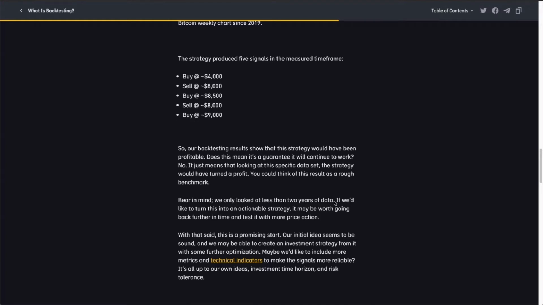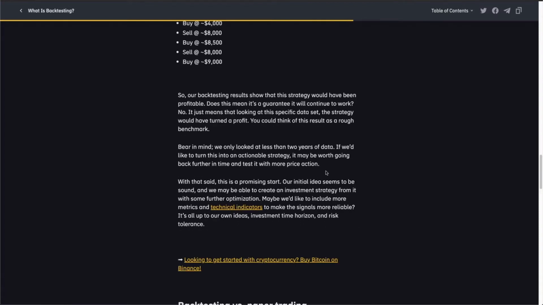Now, you could think of this result as a rough benchmark. Now, keep in mind, we only looked at less than 2 years of data. If we'd like to turn this into an actionable strategy, it may be worth going back further in time and testing it with more price action.